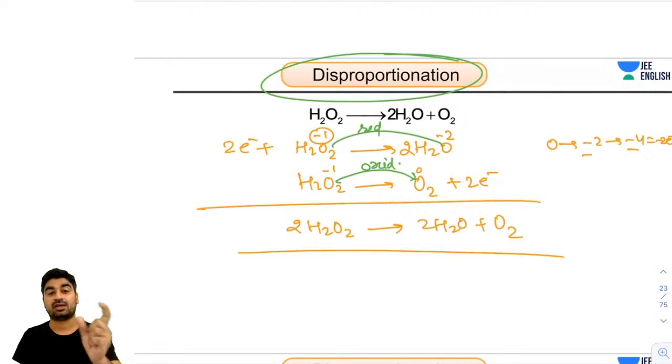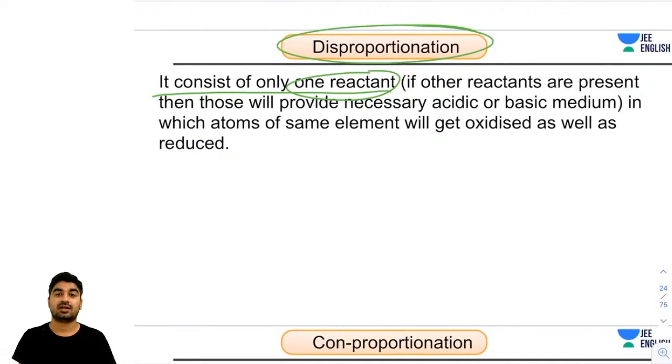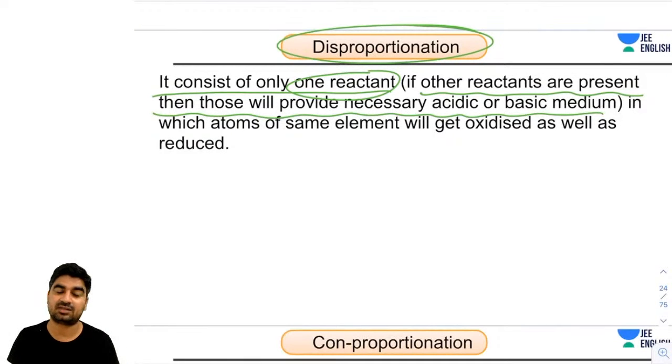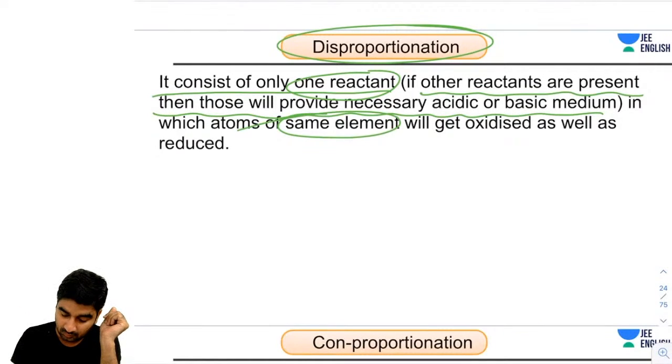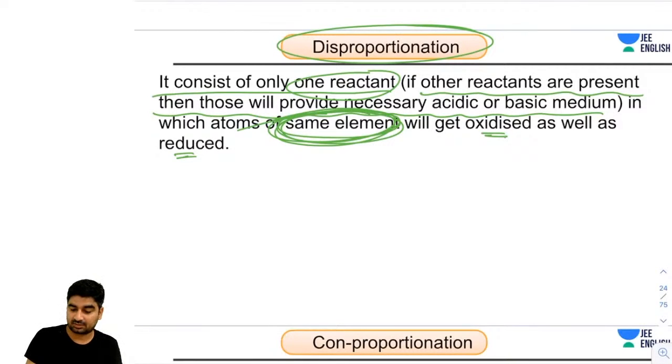So in disproportionation, atoms of the same element are being oxidized and reduced. In decomposition, atoms of different elements are involved. So what is disproportionation, guys? It consists of only one reactant, and if other reactants are present, then those will provide the necessary acidic or basic medium. They will not participate in the reaction, they will not exchange electrons. They will just provide the medium, in which atoms of the same element, very important point, will get oxidized as well as reduced. Done. So like, balance this.